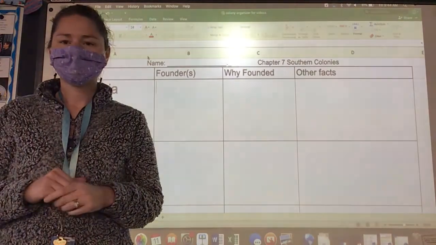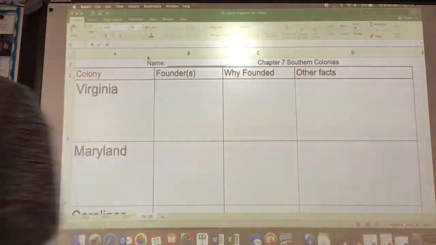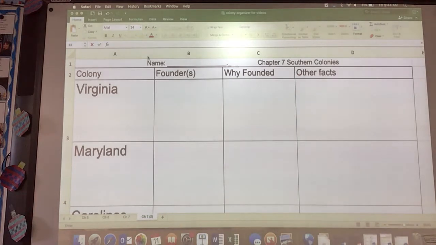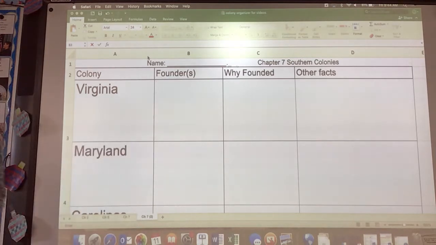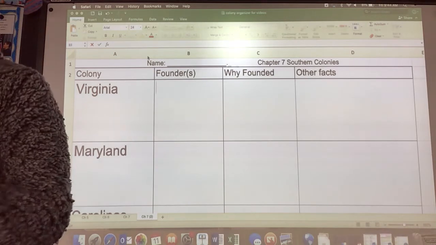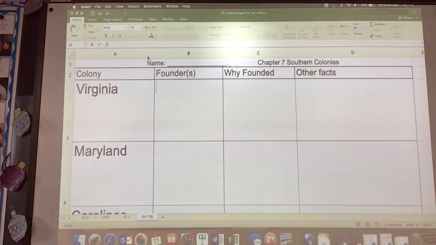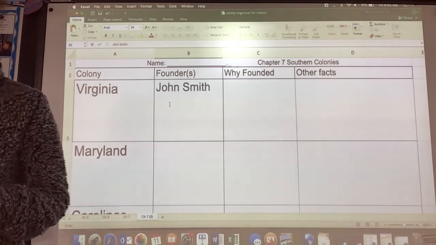All right, let's start with this chart. We'll work our way through this. Virginia was the first colony I believe Mr. Z talked about. What can you tell me about Virginia? Kind of an interesting colony here. Josh, go ahead. The founder was John Smith. Yep. There we go. John Smith was our founder.